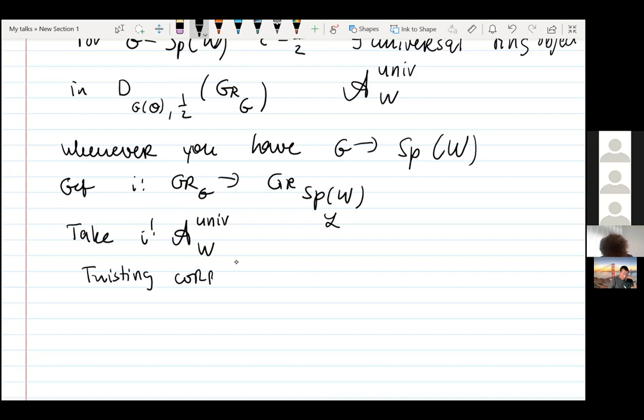Twisting corresponds to pullback of L and C equal to 1/2. But I say that if C happens to be integral, then the twisting is actually trivial. So if you take this standard determinant bundle for the symplectic group and pull it back to G, if in the Picard group of the Grassmannian this becomes divisible by 2, then this twisting is actually integral, which is the same as trivial.